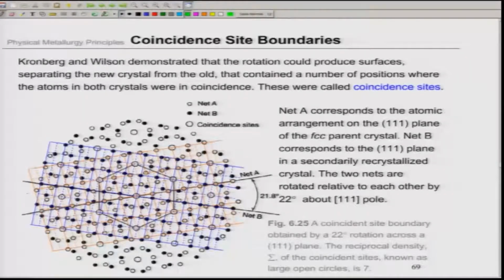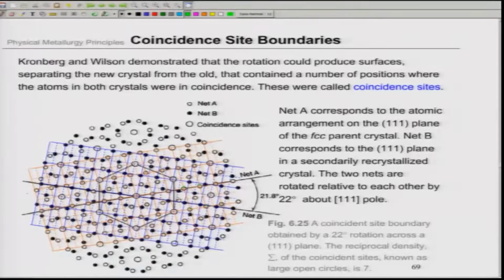See, net A corresponds to the atomic arrangements on 111 planes of FCC. 111 planes of FCC are actually, you see, hexagonally oriented if you carefully look at it. Okay. And net B also corresponds to a 111 plane in a secondary recrystallized crystal out of FCC. I do not know that, now you have no idea of recrystallization, but let us suppose something has formed from the first FCC parent crystal. These two nets are rotated relative to each other by 22 degrees across 111 directions.